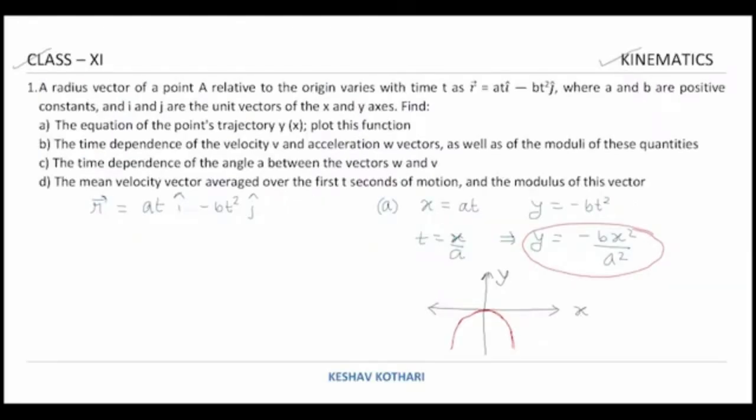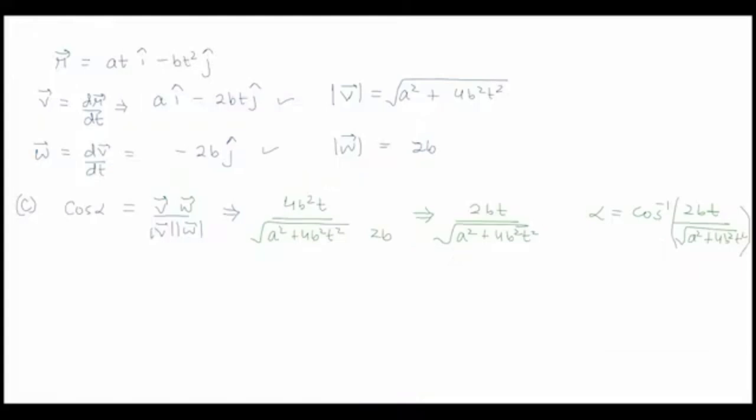The next question asks for the mean velocity vector averaged over the first t seconds of motion and the modulus of this vector. So the last part asks us to calculate the average value of velocity. The average value of velocity is written as the integral of v dt upon the integral of dt. Writing this with the velocity vector we have obtained, it is the integral of (a i cap minus 2bt j cap) dt, upon the integral of dt, taking time from 0 to t.